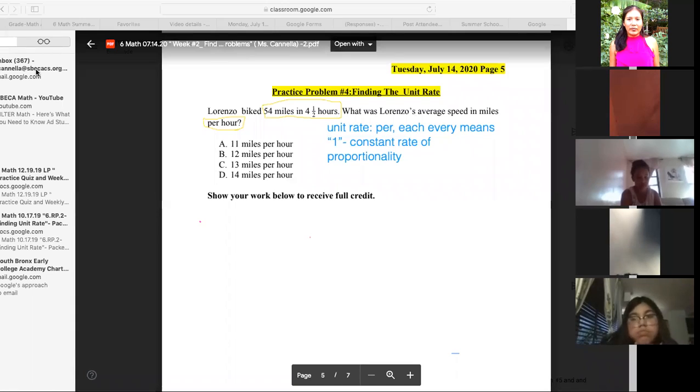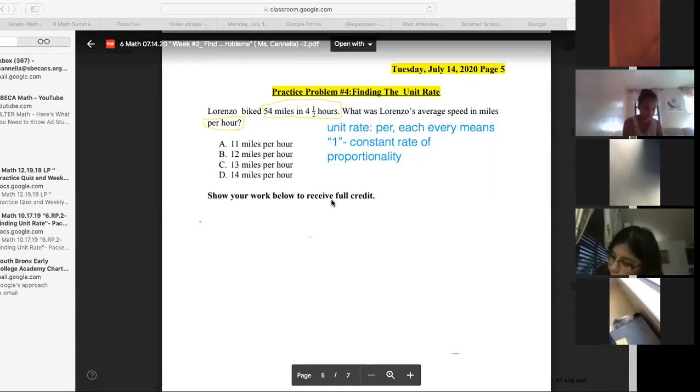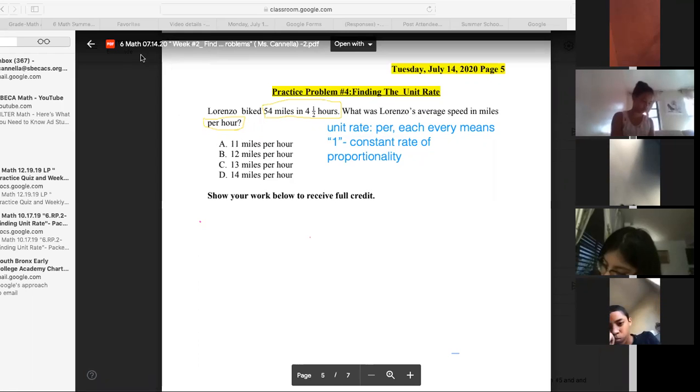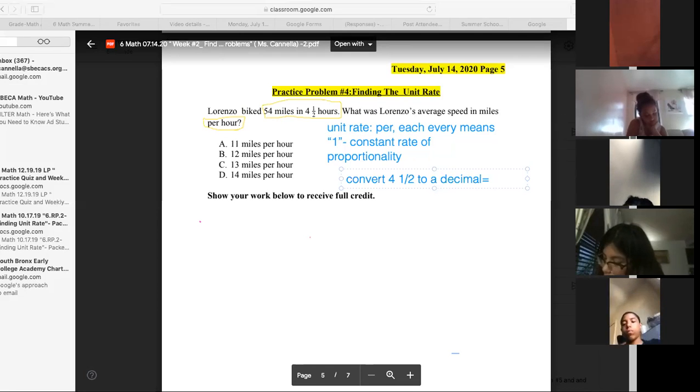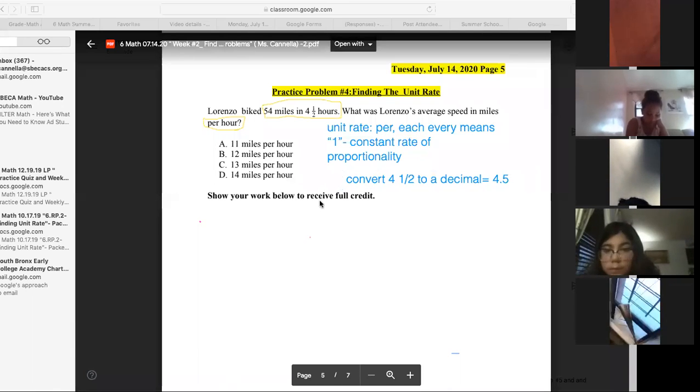Now, Amanda, we have a fraction here. What do we have to do to the fraction? Convert it to a decimal, right? Yes, that's the one. So we're going to convert 4 1/2 to a decimal. What is 1/2 as a decimal? 4 and a half is 4.50, or 4.5. We're going to use 4.5 in this question. You'll see why.